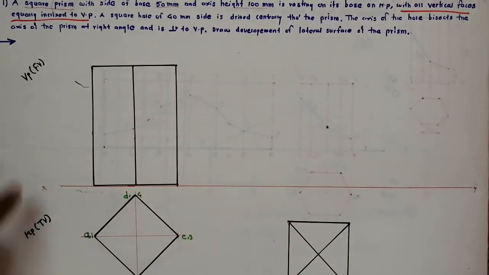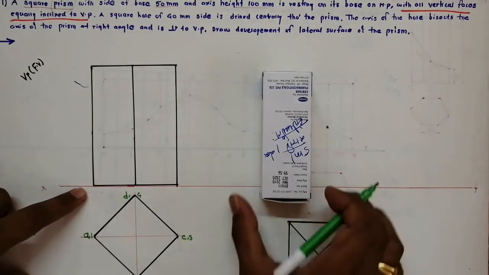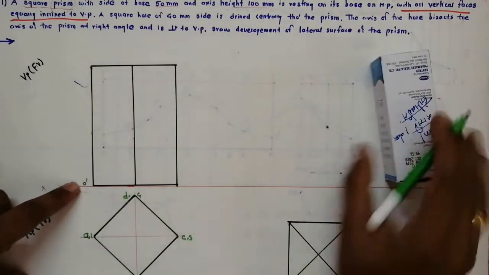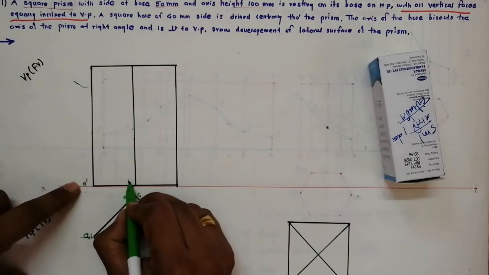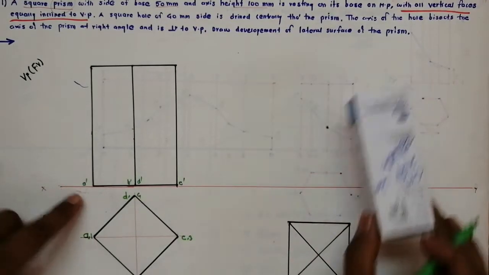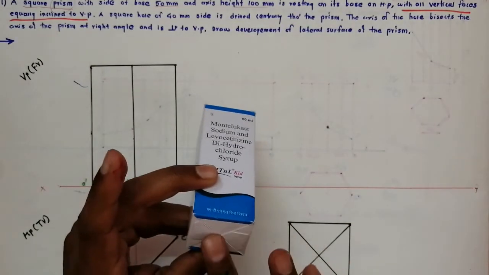Now this horizontal line represents the bottom square. So this square, this is A dash. This is B and D. This is B dash and D dash. This is C dash. So this horizontal line represents the square at the bottom.